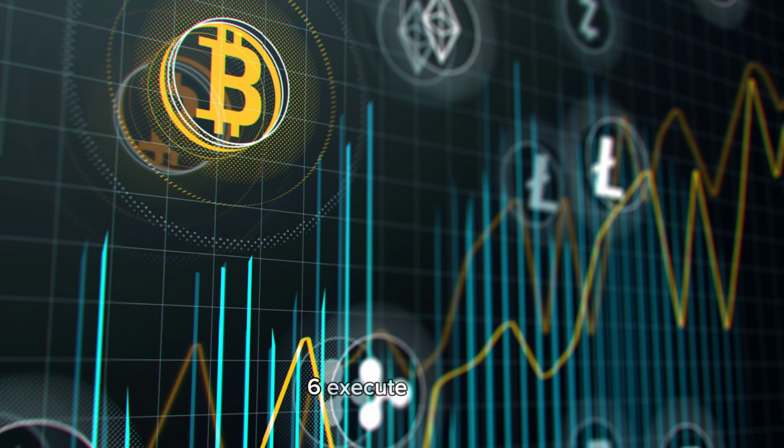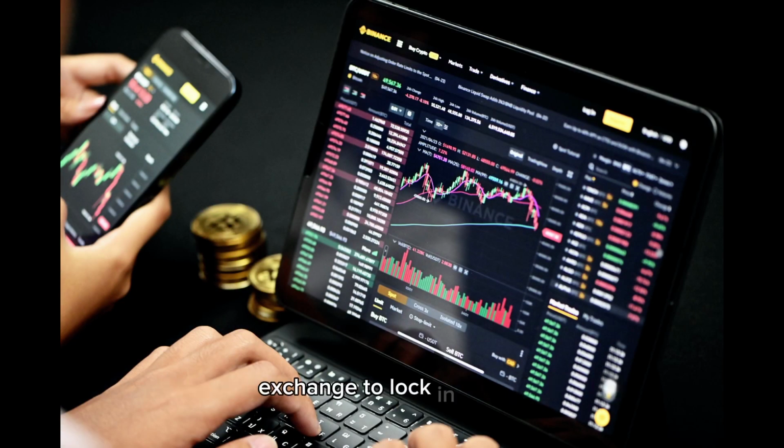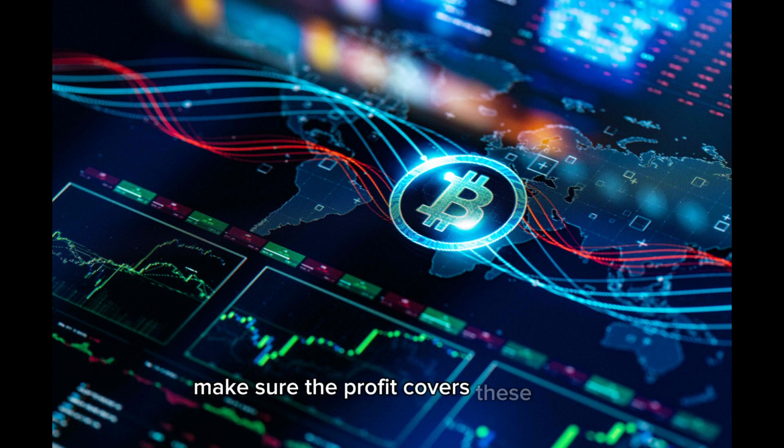6. Execute trades. Buy the crypto at the lower priced exchange and simultaneously sell it on the higher priced exchange to lock in profits. 7. Consider fees. Account for trading fees, withdrawal fees, and transfer times. Make sure the profit covers these costs.